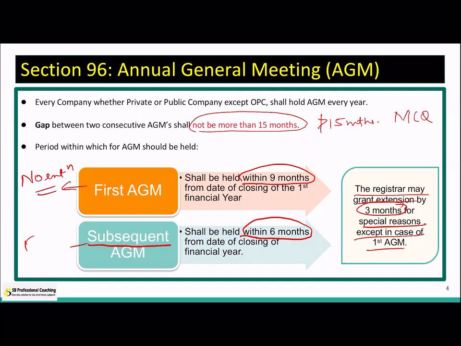Extension can be sought in case of subsequent AGM. Okay, I hope these concepts are clear. Next, when and where shall the AGM be held? The AGM shall be held during the business hours of the company.